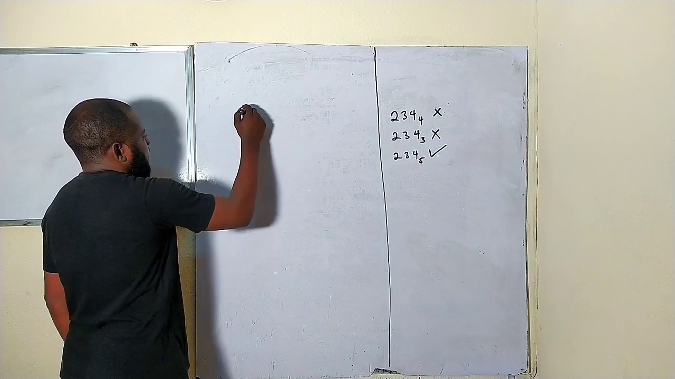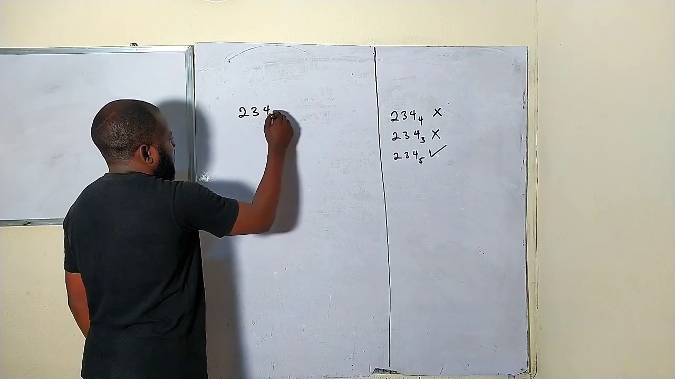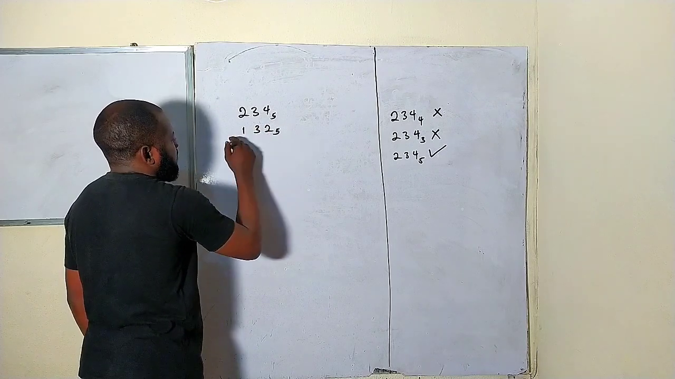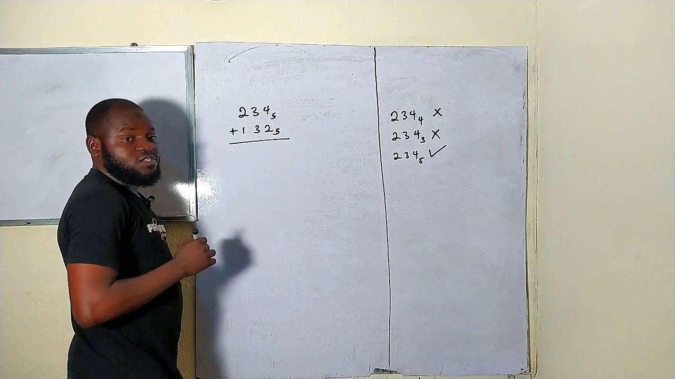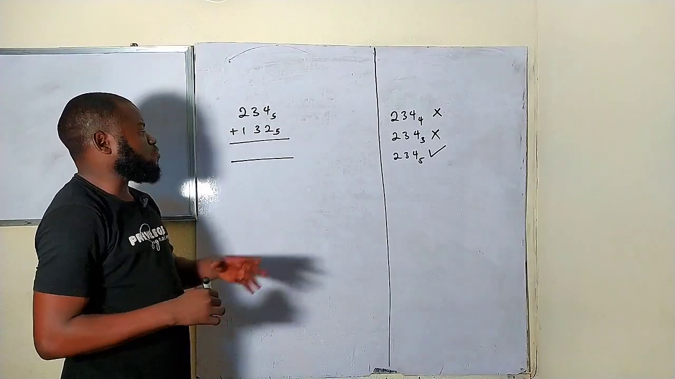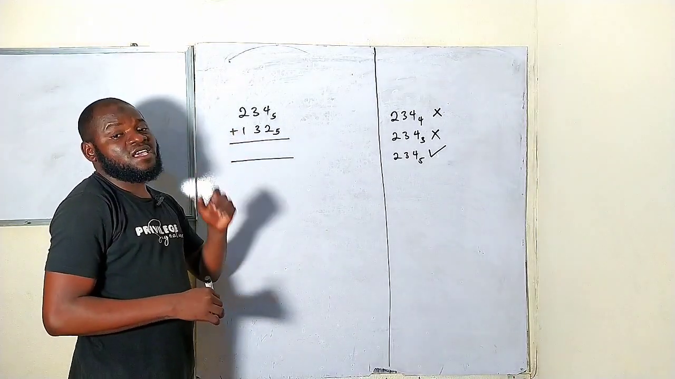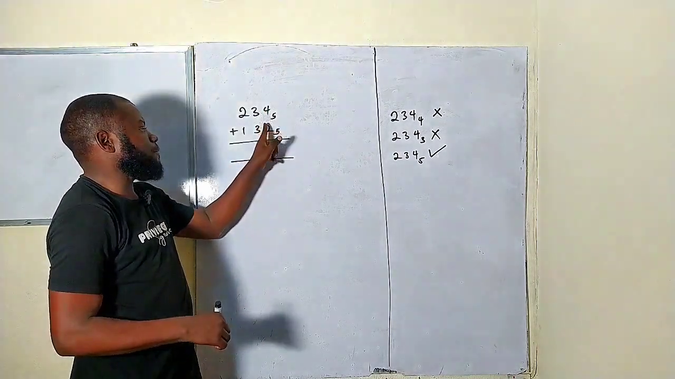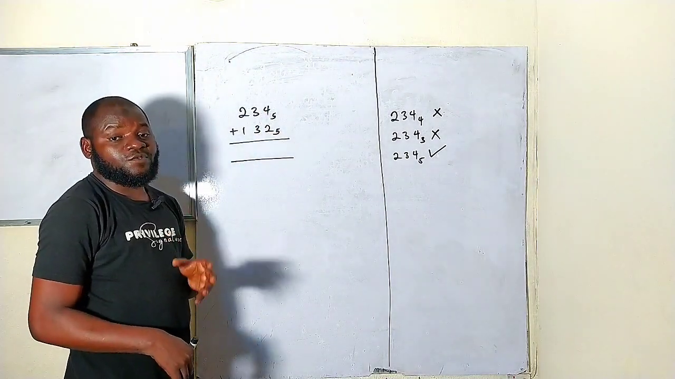Alright, so let's say I have 2, 3, 4 in base 5, and I have 1, 3, 2 in base 5. I want to add these 2 numbers together. How do I do that? Remember, the number you have to write down when you are adding is the remainder. Why the remainder? Let's say I had 4 plus 2 together. My result is what? 6.